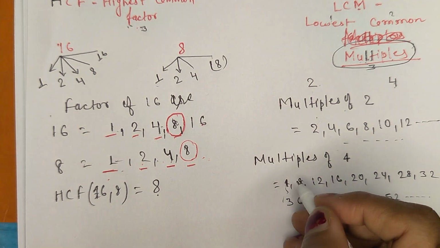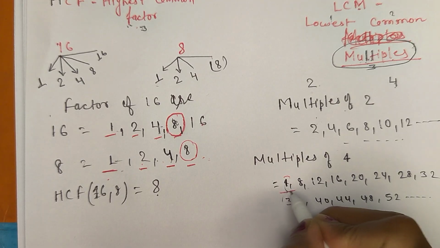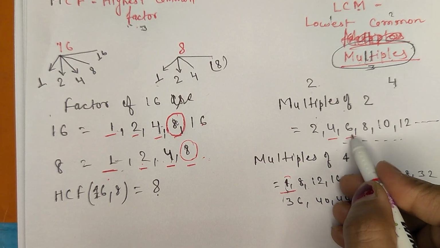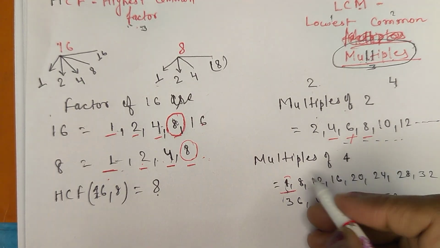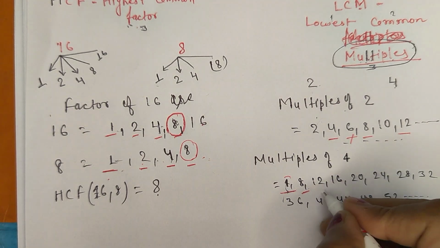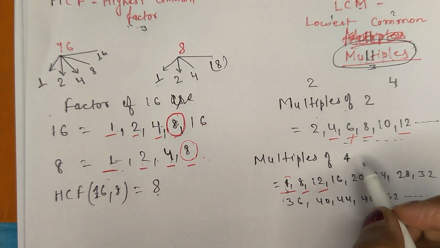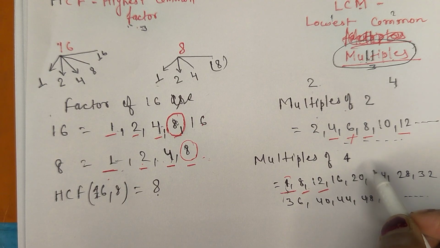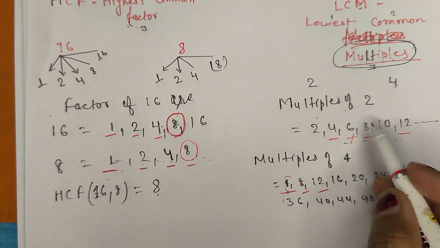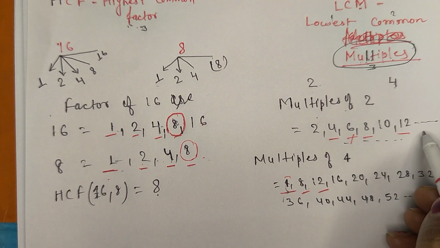We can see here common. This is the common part. This is not common. 8 is common. 12 is common. There are many common numbers between two multiples because it is endless.